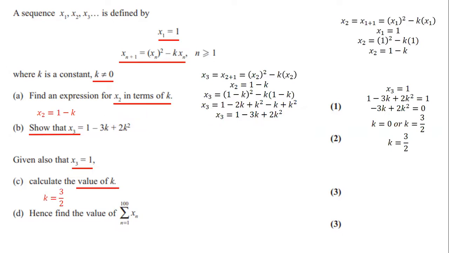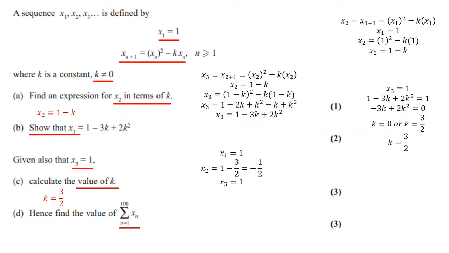And the last bit, hence find the value of the sum from 1 to 100 of xn. So that just means the first 100 terms added together. So they're not going to want you to write out all 100 terms, so there must be some kind of pattern. So always start off by writing out the first 3 terms. So the first one was 1. The second one was 1 minus k. So sub in what k is, gives me minus a half.